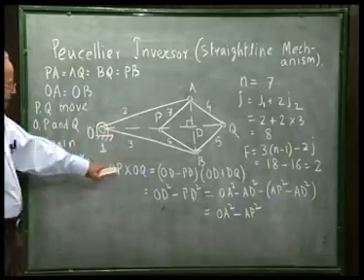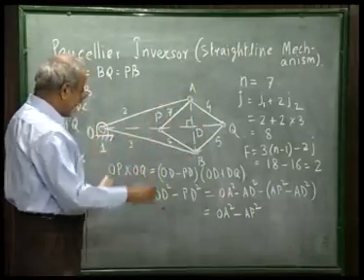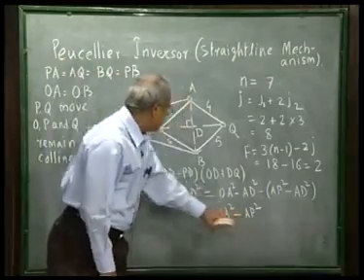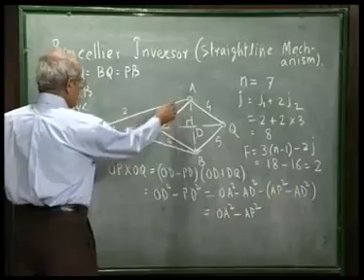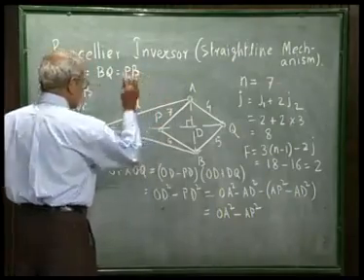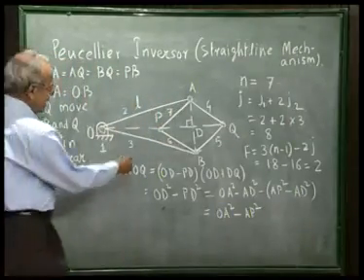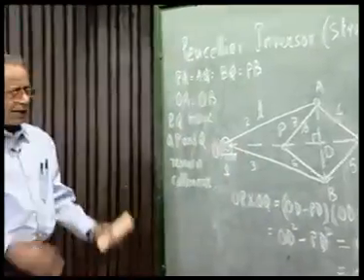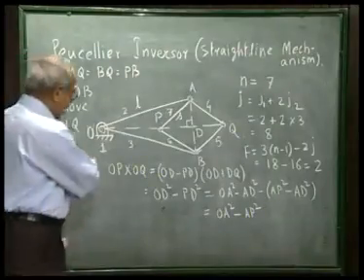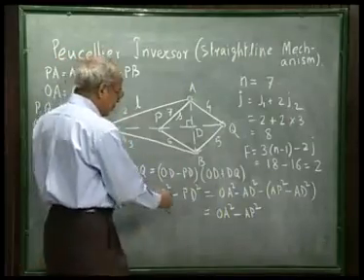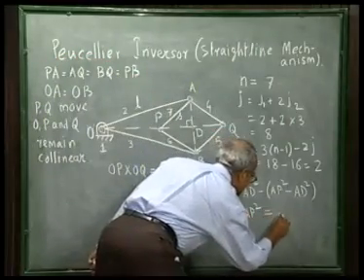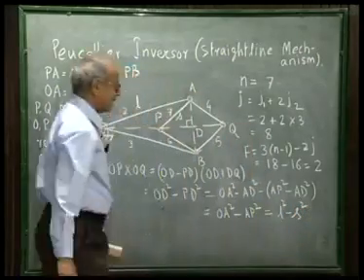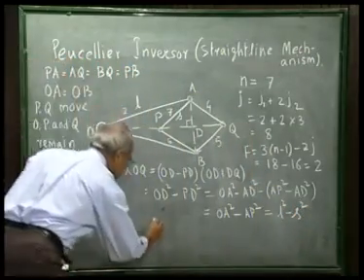So this product, however this figure deforms, OP into OQ remains OA squared minus AP squared. And now we note that OA, this longer link length say L, and AP, this short link length say S, do not change as the figure deforms. So however the points P and Q move, this remains a constant, which is the difference of these two link length squares.